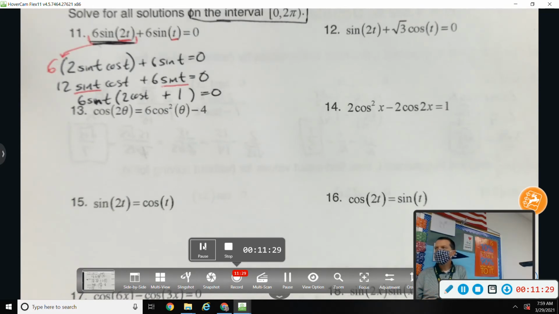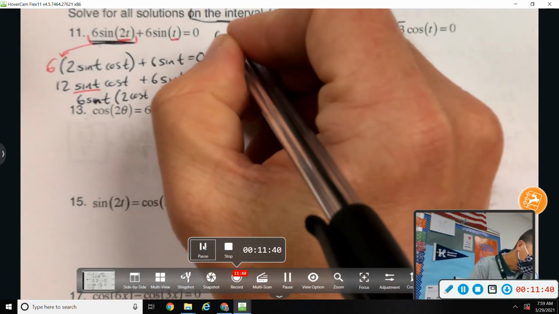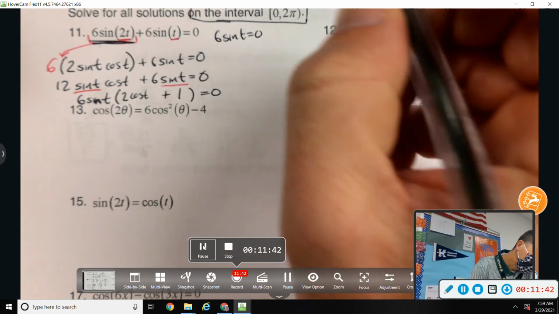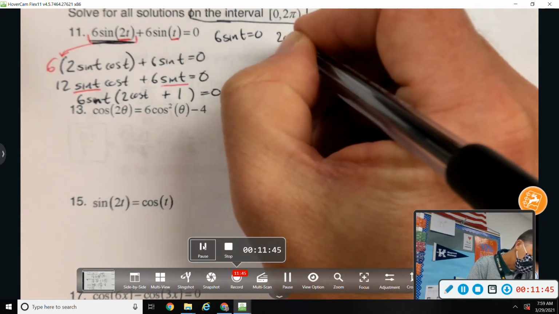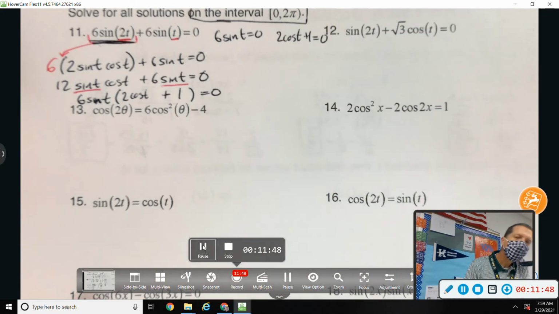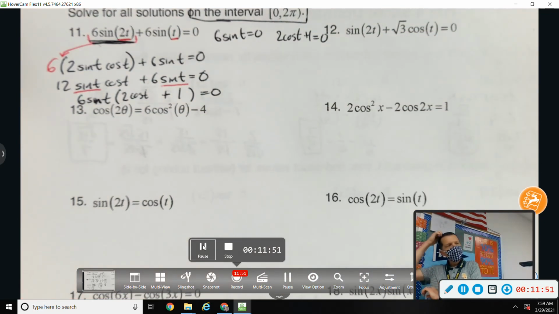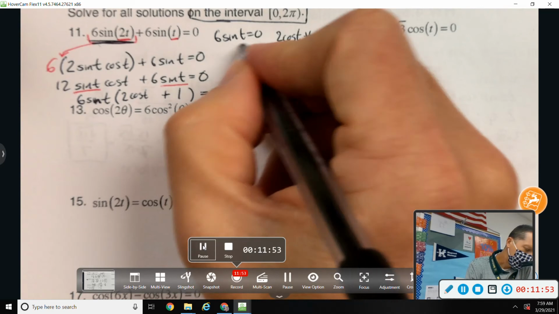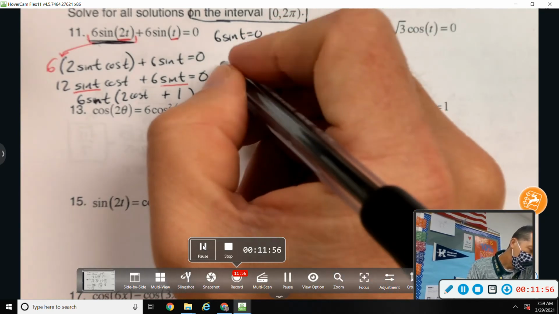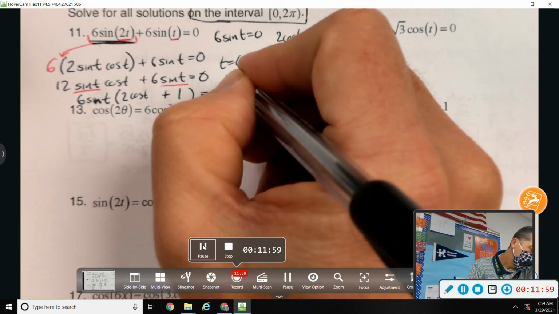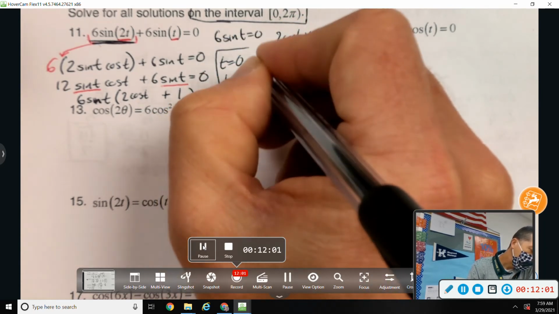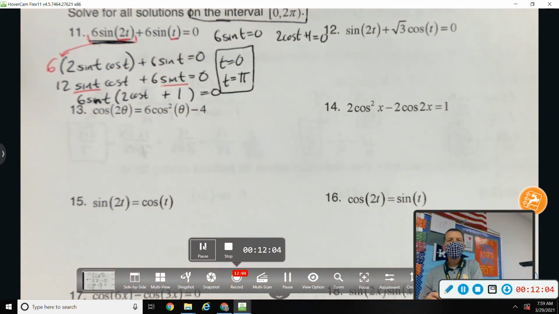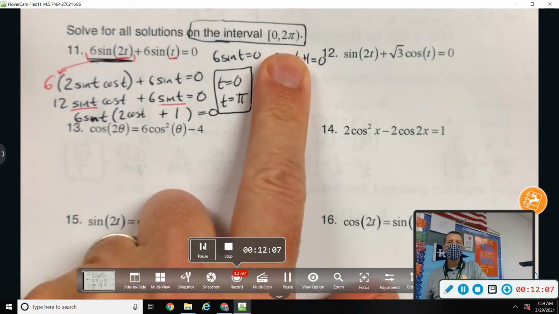Is this looking familiar? One head nod. Yeah, kinda. Then we set each factor equal to 0. So 6 sine t equals 0. 2 cosine t plus 1 equals 0. All right, so sine is equal to 0 when t is 0 or pi. Or 2 pi, but we didn't want to include 2 pi. So 0 to 2 pi, but don't include 2 pi.